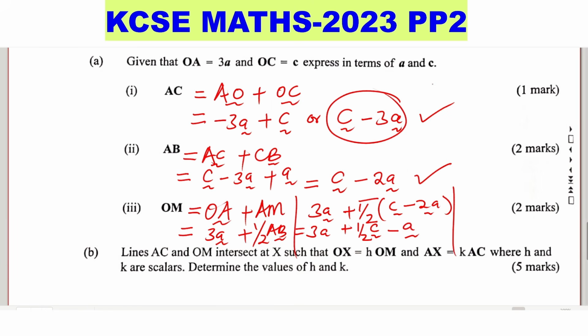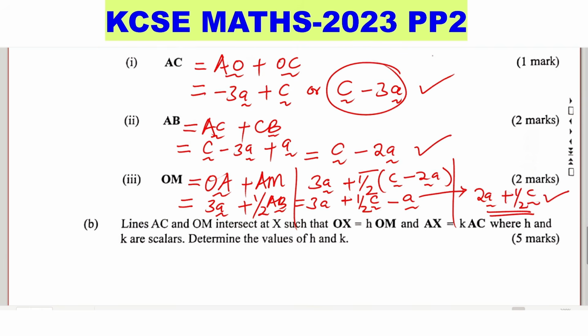So when you work out these, you'll get 3A, a half, 3A, I'm sorry. When you work out that, you'll get 3A minus A, you'll get 2A plus a half C. So that is how you get OM.